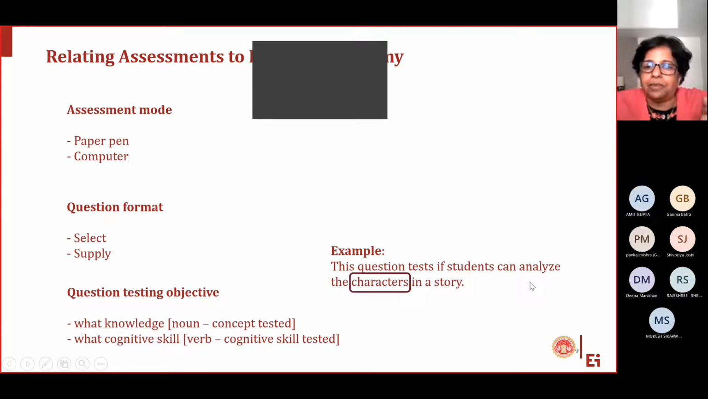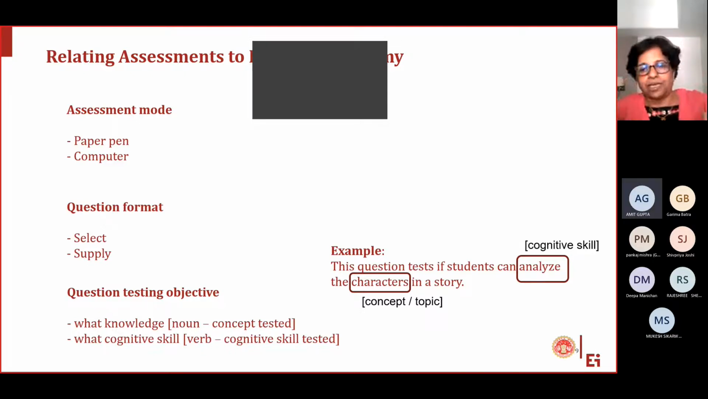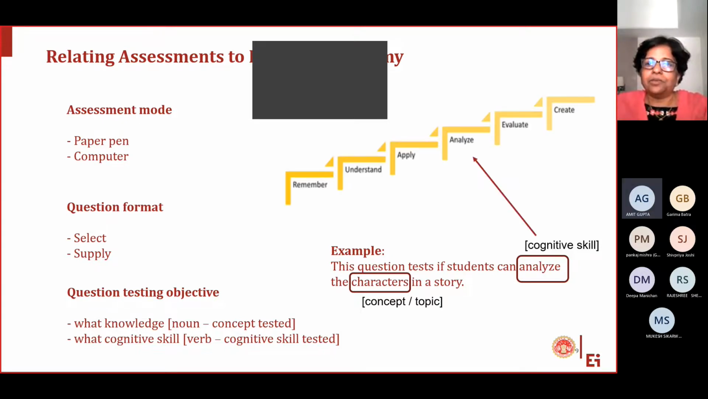So as you can see here, the characters in a story is the concept. That is the concept or the topic, the knowledge that you're testing. And analyze is the cognitive skill that you're testing. So whenever you write a testing objective, make sure that you mention the concept and the cognitive skill that are being tested for that question. So now, where does the cognitive skill come from? It comes from Bloom's taxonomy.